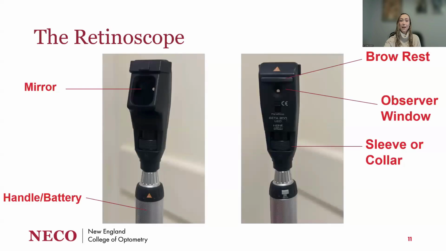Here is a photo of the retinoscope that can be used. You can see the front of the retinoscope where we're looking at the mirror, the handle with the battery installed. The back of the retinoscope is the portion that will be placed in front of the examiner's eye. You can see the brow rest that lines up with your eyebrow, the observer window where the examiner's eye looks through the peephole, and the sleeve or collar, which allows us to change between diverging or converging light rays. For the retinoscope, I would recommend keeping the sleeve down for diverging rays.